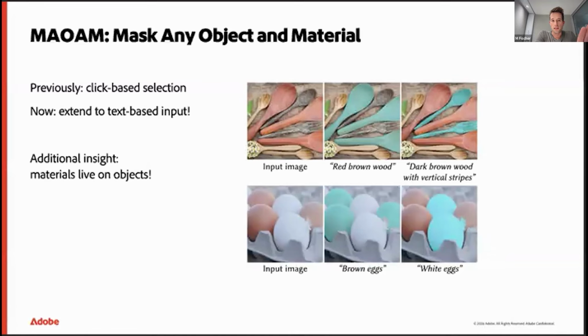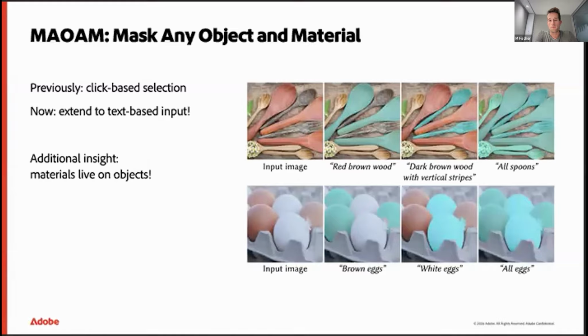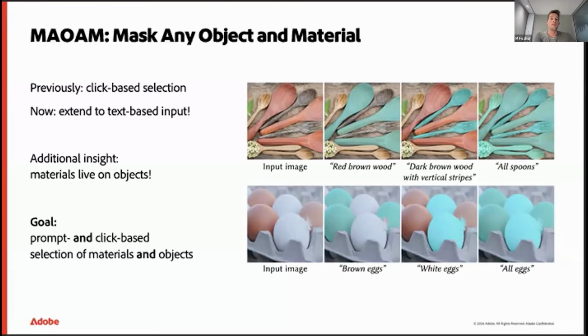So here you have the input image on the left. You have text prompts in the middle: red, brown wood, dark brown wood, and brown X and white X and so on. But those materials are a subregion of all the objects in the image. So the insight here was that maybe we can gain performance if we make the model use those two modalities, because they share information and the model can share priors there. And yeah, the goal was prompt and click-based selection of materials and objects with a unified model.